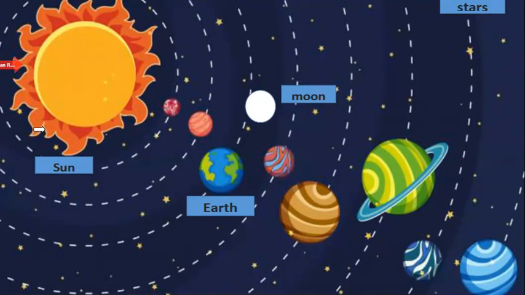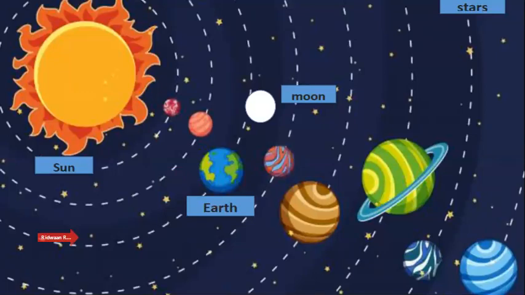What else is there in space? We learned that planets, moon, the sun, and stars. Can you see all the stars? There are many stars in space. There are big stars and small stars in space. And this is what we find around our planet Earth.